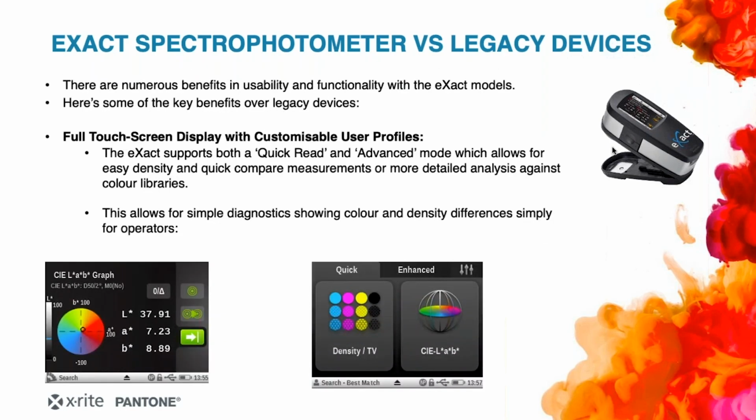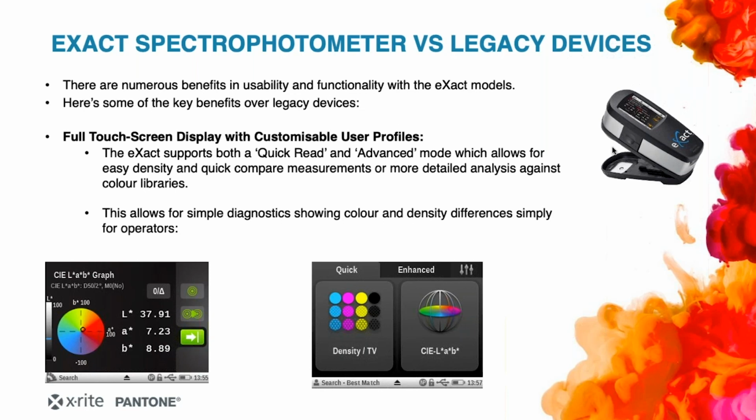The eXact, a little bit like your smartphone, has a fully touchscreen display. You will get individual numerical results, but also, as you can see on the left hand side, you will get a graphical display. It's very useful for operators who may or may not be able to diagnose color difference purely by numbers, and you can clearly see which area of the color spectrum you're in and what sort of differences you may be getting between standard and trial.